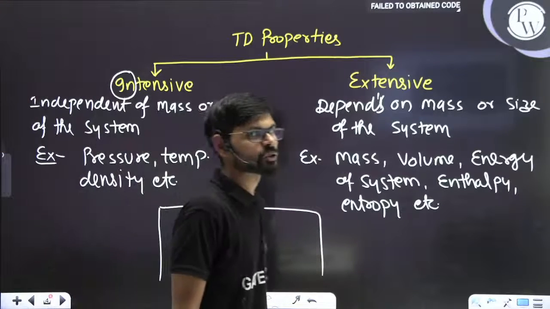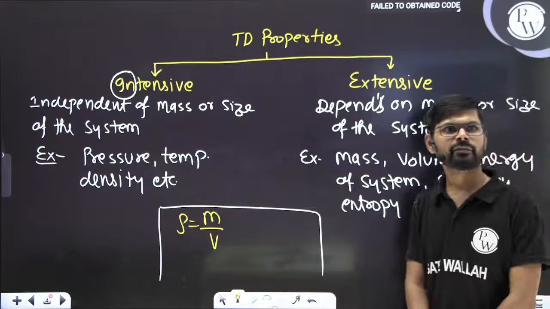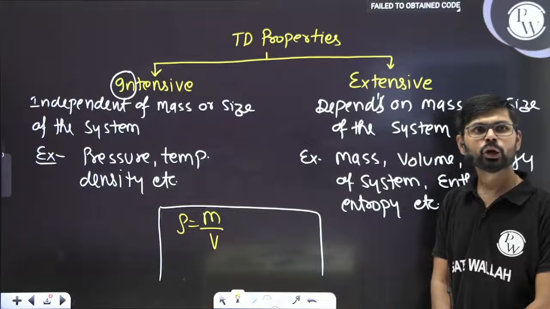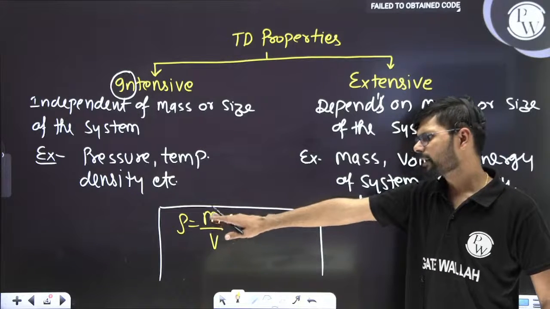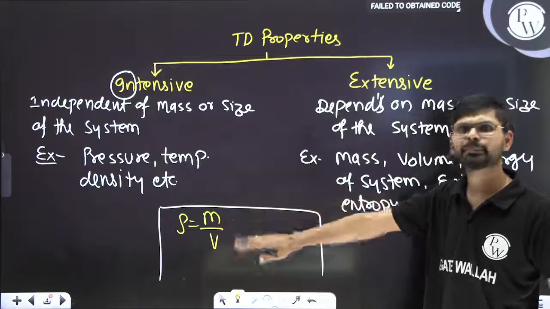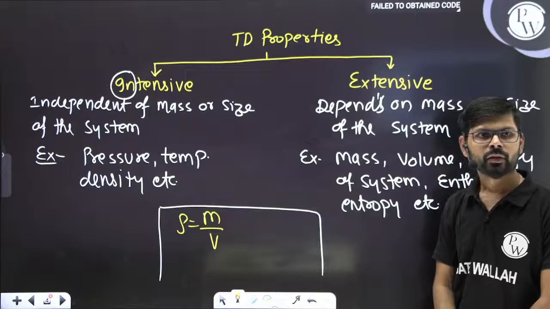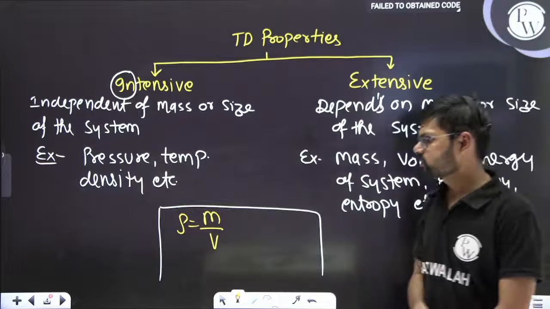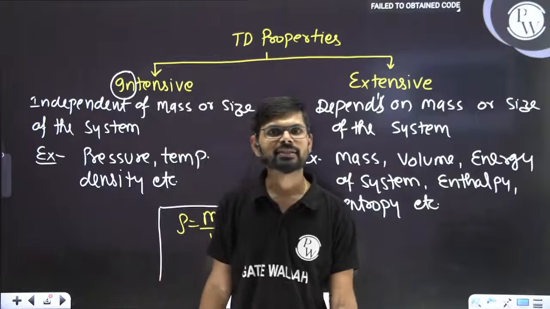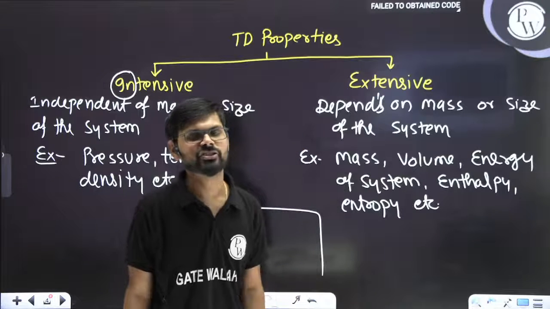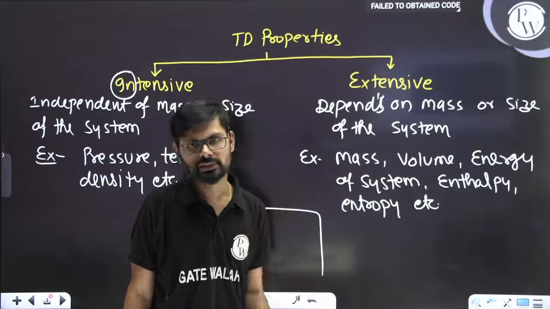Density is an intensive property or extensive property? Anyone? It seems like density directly depends upon the mass. But actually, density is an intensive property only. It does not depend on the mass or size of the system.